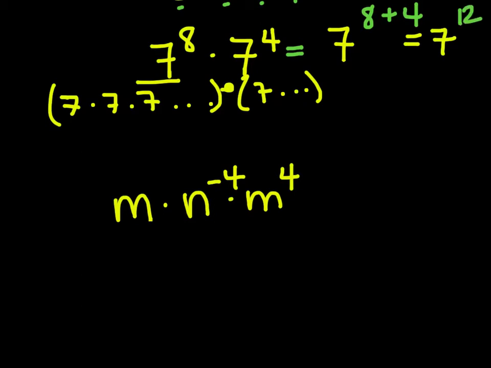Now if you wrote that all out, we have 8 sevens plus 4 sevens. That means we have a total of 12 sevens. It all works out. Let's do this next problem.